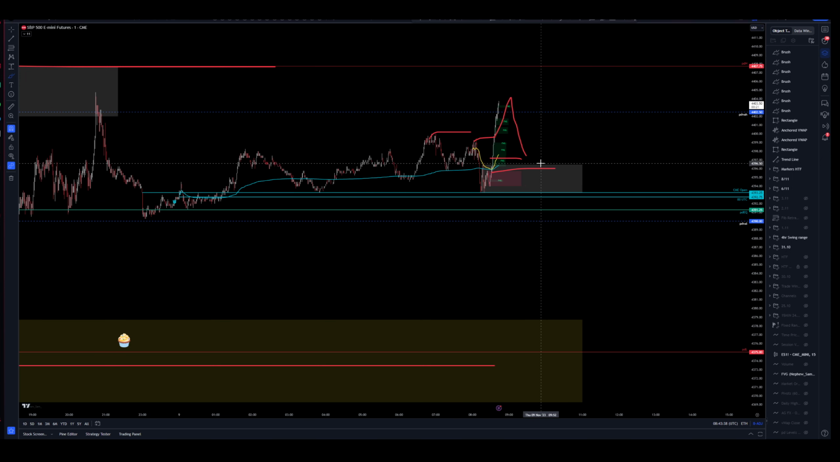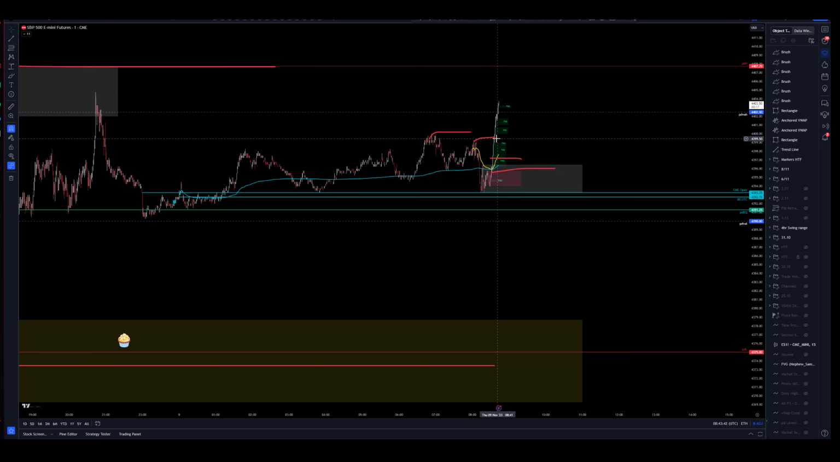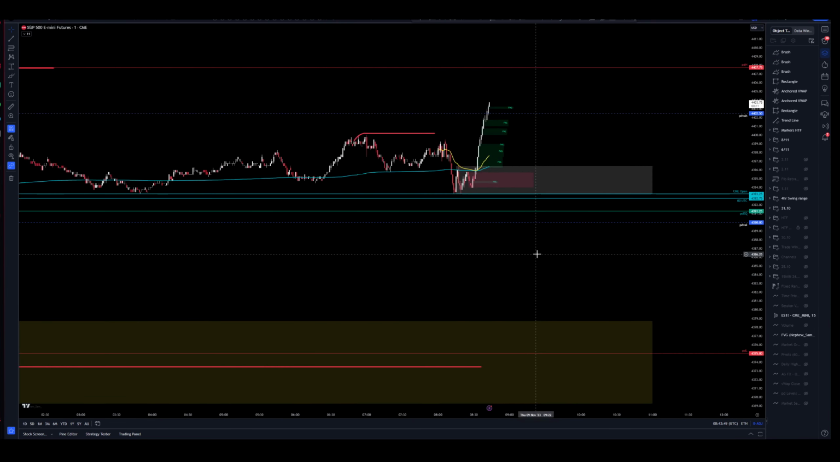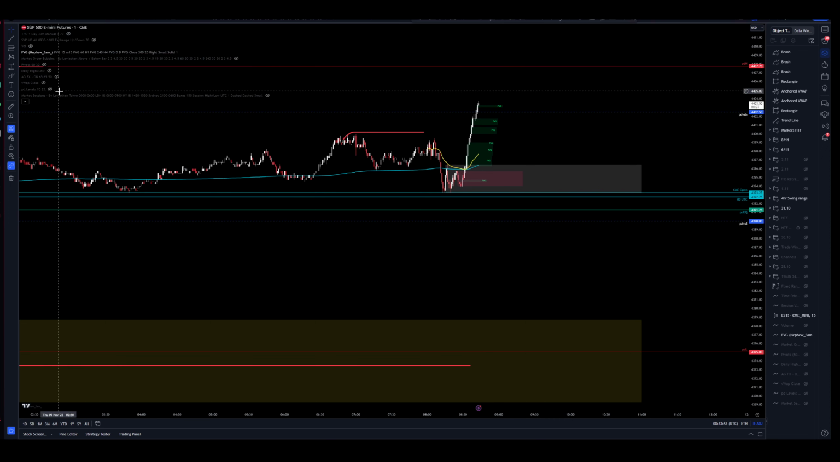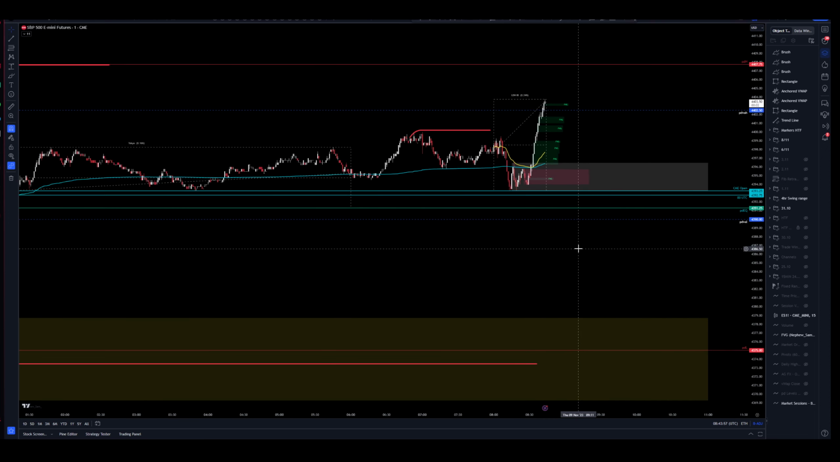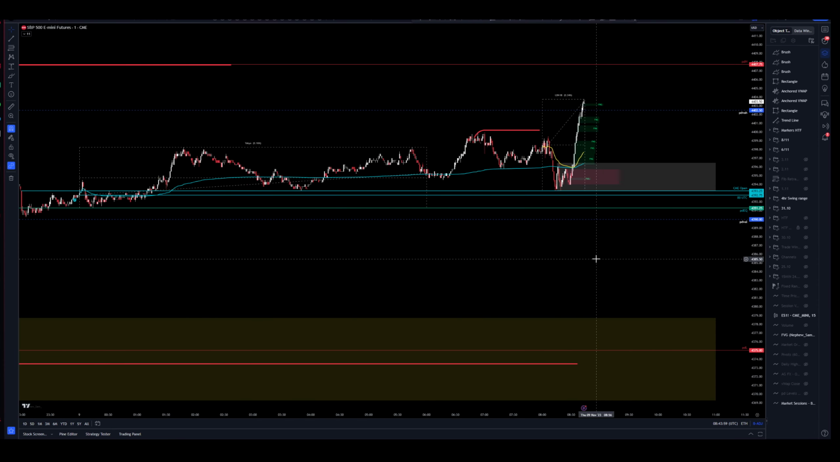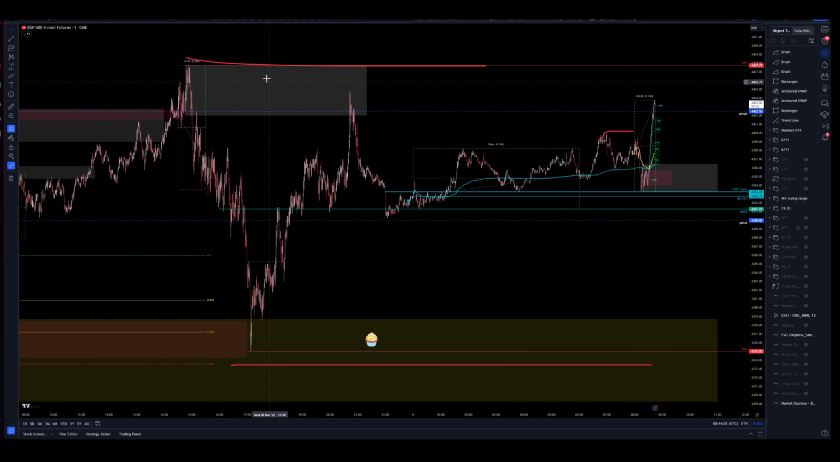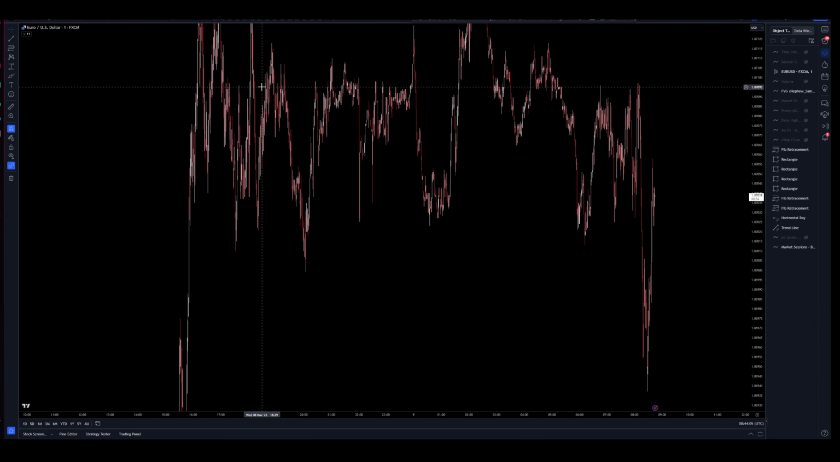Obviously, proper swing structure breaks are preferable, but still these are internal structure breaks. So if we did get a retrace here now, that would be really nice into VWAP. Yeah, that's annoying. It's just taken off on me. I really was going to long that. Oh, go back.